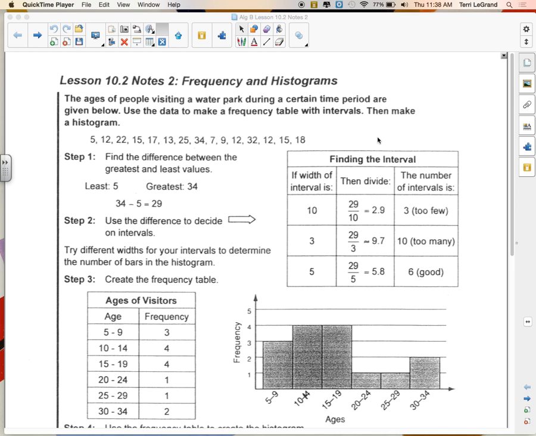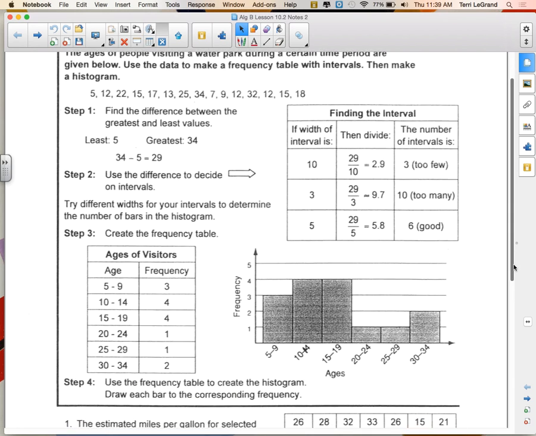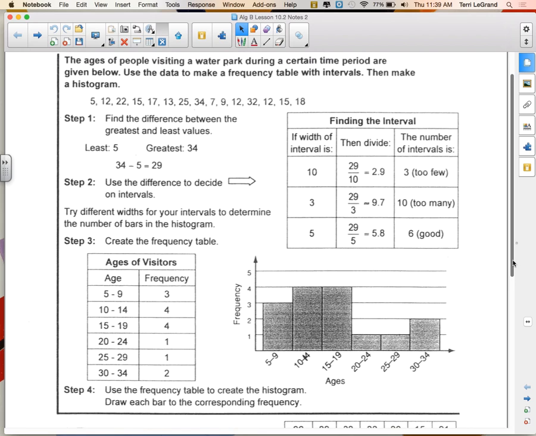So in the example done for you at the top of the notes, all those data pieces, that 5, that 12, that 22, that 15, what are they all representing? Go ahead and look on your papers and read. What is 5, 12, 22? The ages of people. And what are these people doing? Visiting a water park, okay?